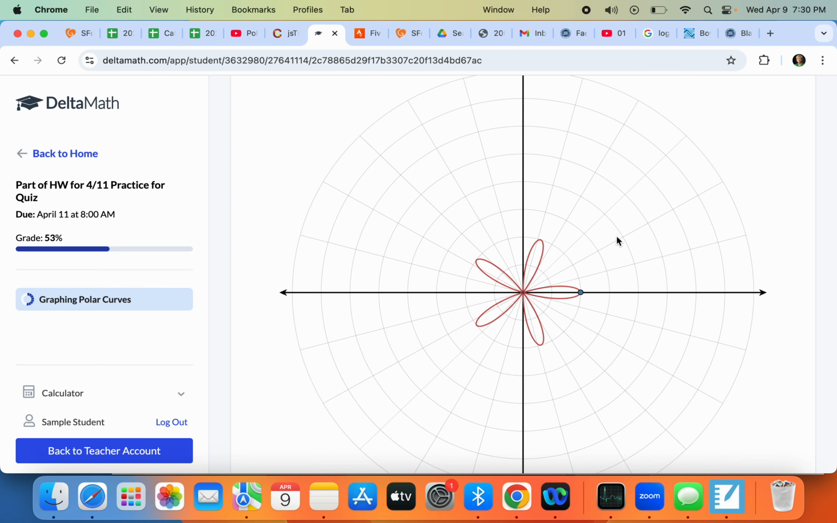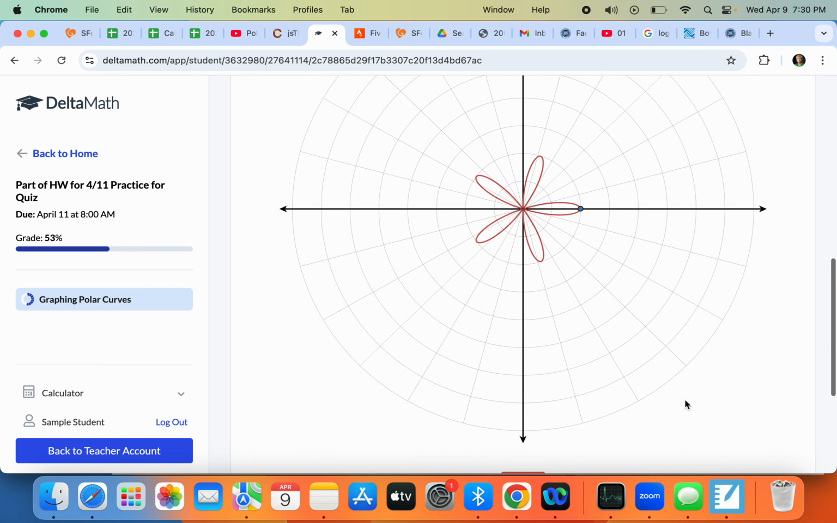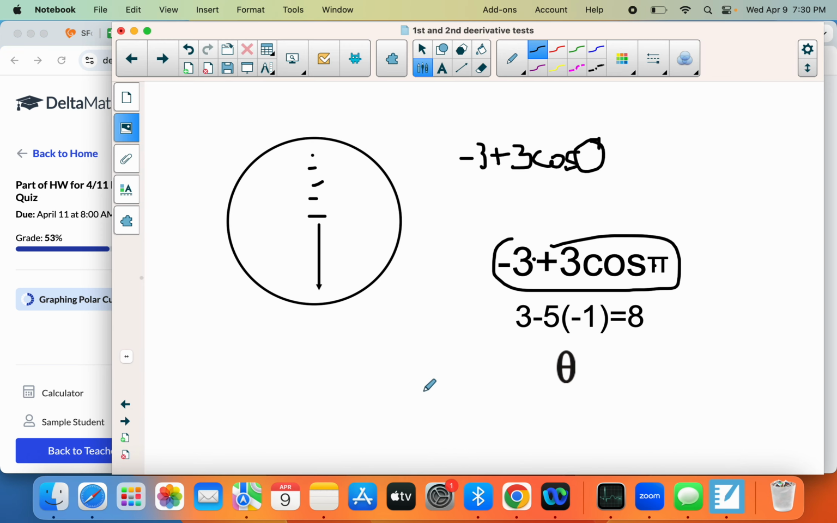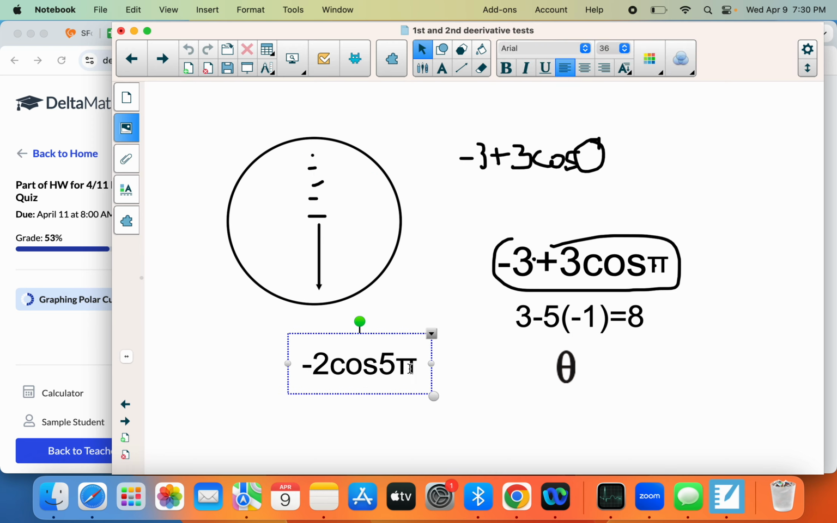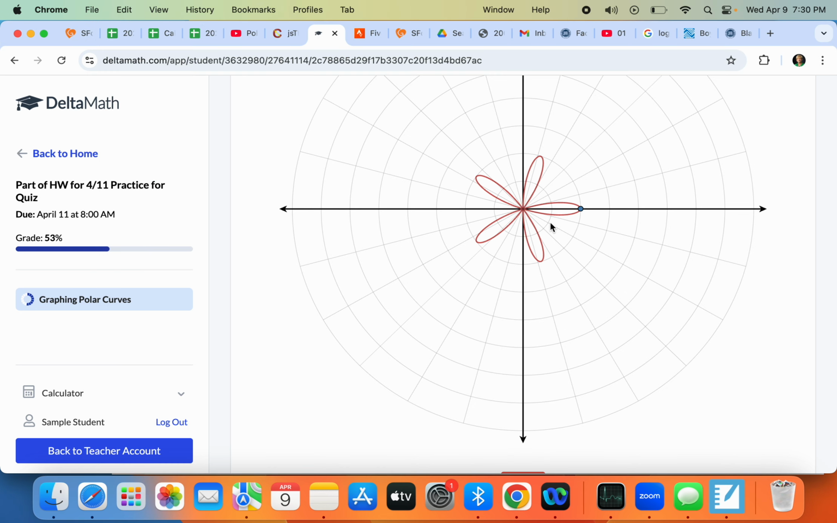All right, let's just check pi. Negative 2 cosine 5 theta, and I'm going to put in pi. Oh, I meant to put in 0. I'm going to put in 0 first. All right, so the cosine of 0 is 1. So you'll be pointing towards 0 and go back 2. So I'm pointing towards 0, but I'm going to have to go back 2. And that should be it.